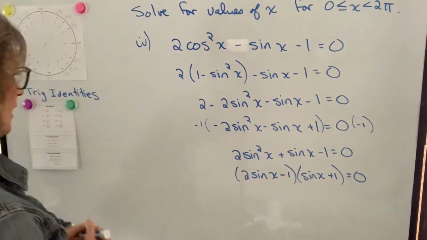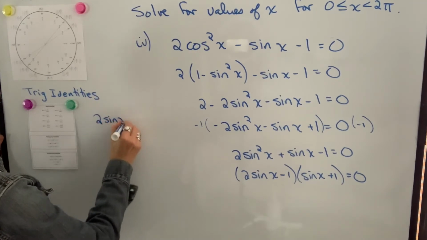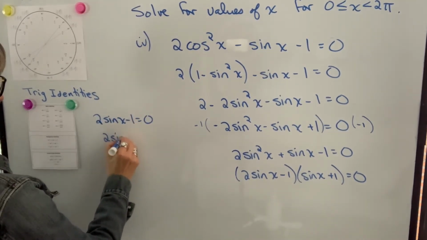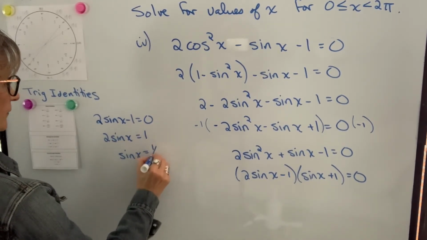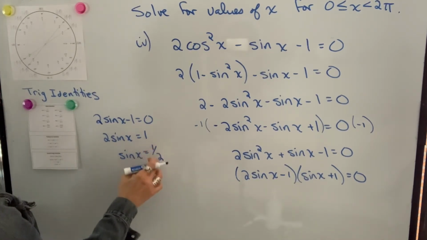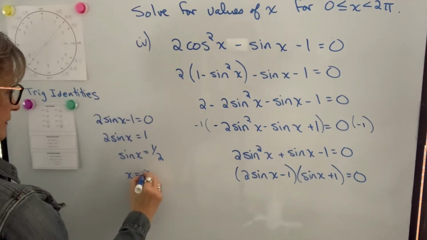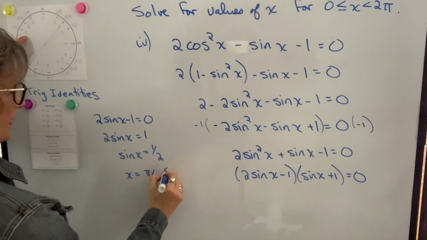So therefore I'm going to have a solution if 2 times sine of x minus 1 is equal to 0. So 2 times sine of x is equal to 1. So sine of x is equal to 1/2. So x will equal the inverse sine of 1/2. We've already taken a look at that. That's going to be pi over 6. And quadrant 2 would be 5 pi over 6.